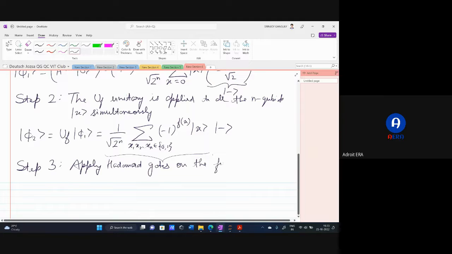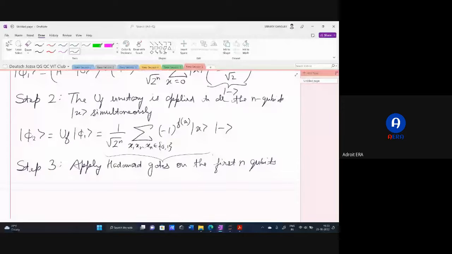We are going to do it on the first n qubits, right? Compare this with the Deutsch algorithm. In the Deutsch algorithm you applied Hadamard only to the first qubit, but you never applied it on the second one, that means the second register. Here the second register also has one qubit. You are not going to apply Hadamard to that because we are not doing any calculations there. Therefore, you only apply it on the first n qubits, which is the first register.